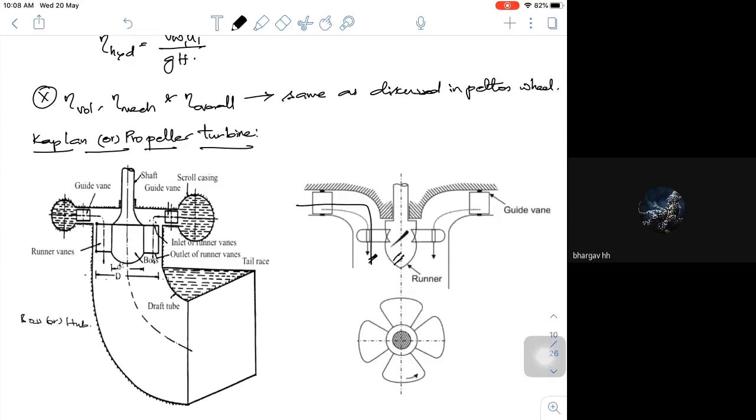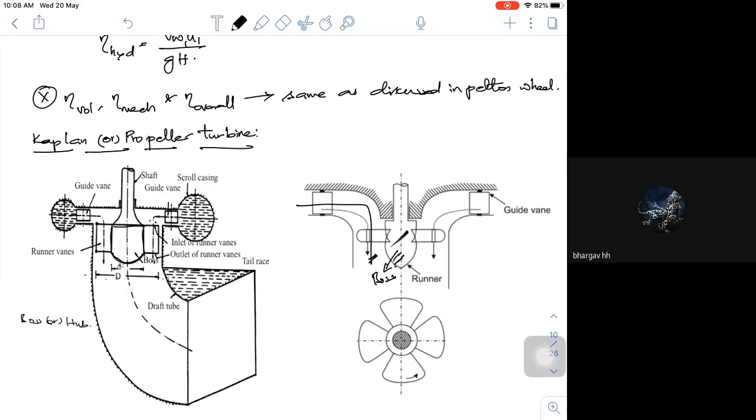It's also called the hub, the hub or boss. You can see this is the boss. To the boss, your runner blades are fixed. You can see this is your runner boss. So that is your inner diameter, your boss diameter, which is d.